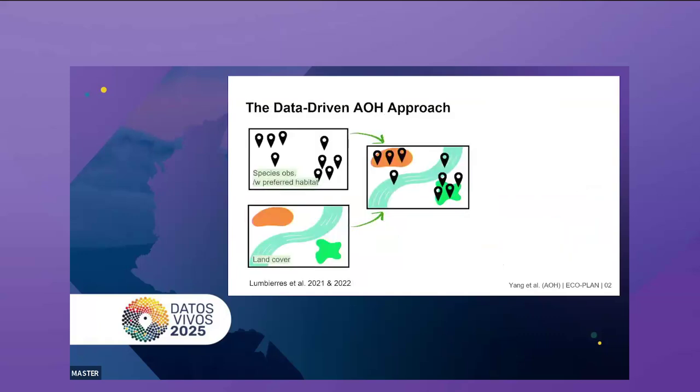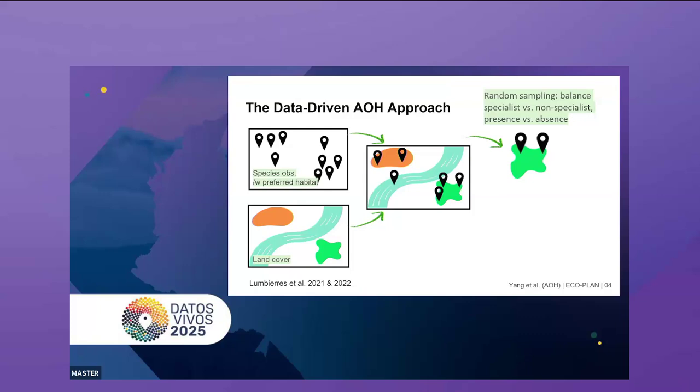In recent years, the data-driven AOH approach has become more and more popular in particular. In order to compute a data-driven land cover habitat translation matrix, we usually start with compiling species observation data, associating them to their preferred habitat information, and then overlaying them on top of a land cover map. After that, we clean the data set by removing marine and generalist species, and we build models to understand the associations between habitat types and land cover types. So we build one model for each land cover type.